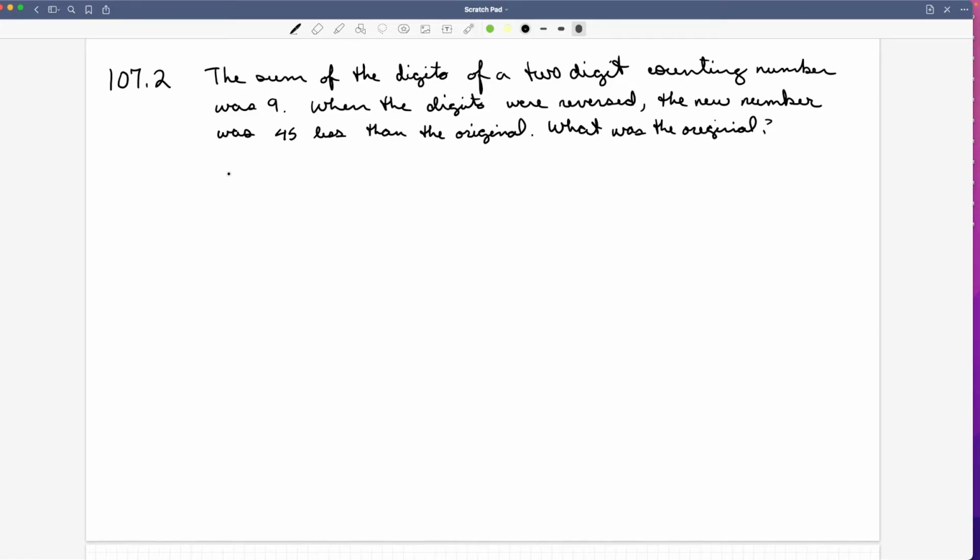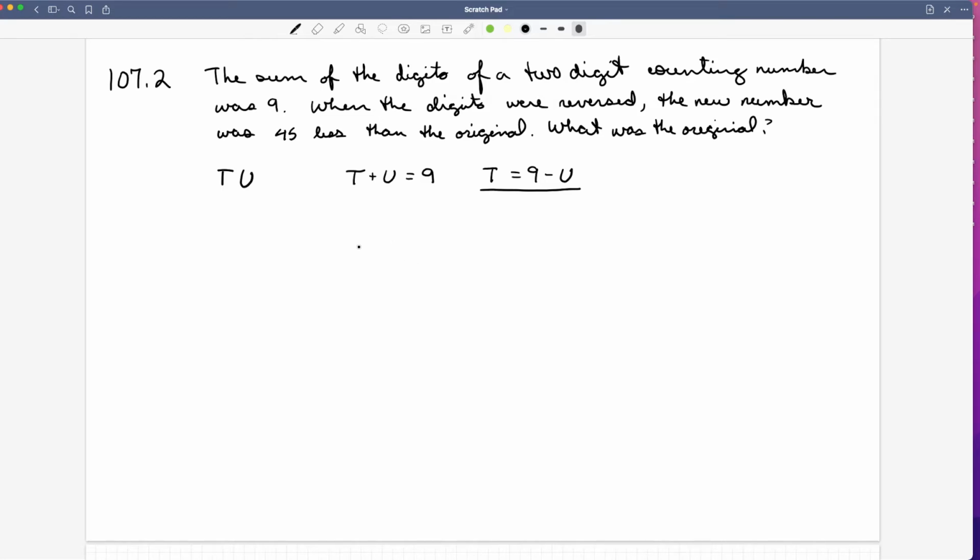So our original number is going to look like this. It's a two-digit counting number, so it's going to be t for tens and u for units. And that is the original. We also know that the sum of those two was 9. So t plus u is equal to 9. That allows me to write an equation where I can substitute by subtracting u from both sides. I can say that t is equal to 9 minus u. So now I have a substitution value for t.